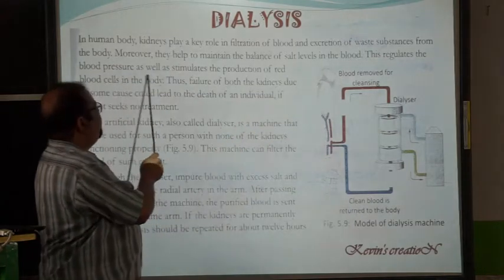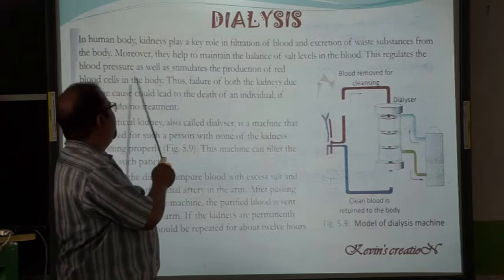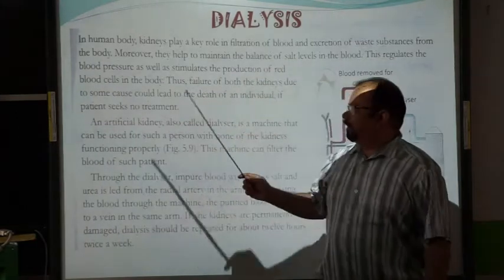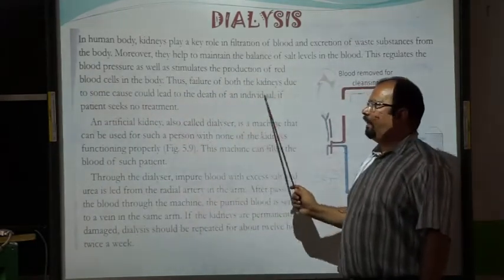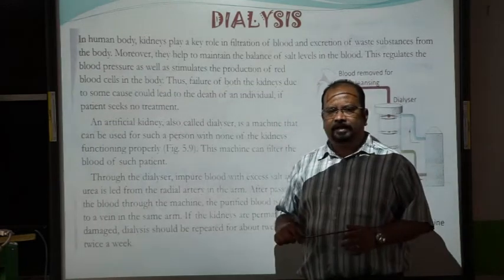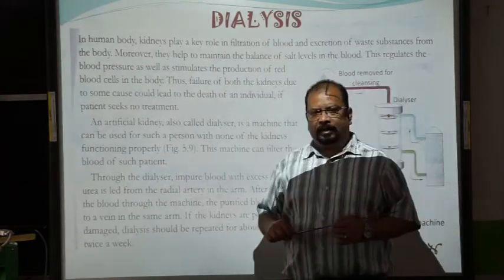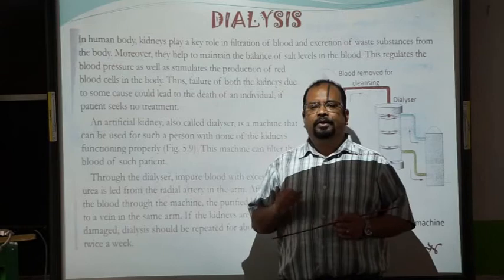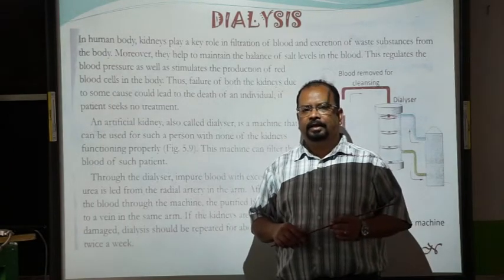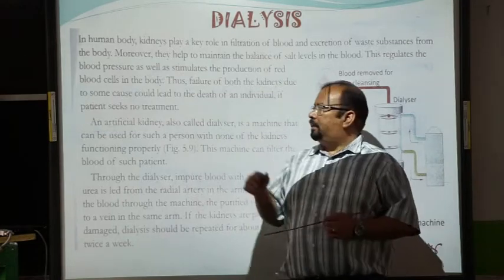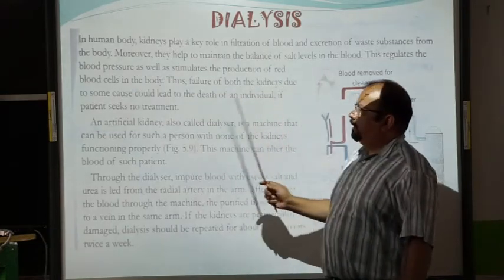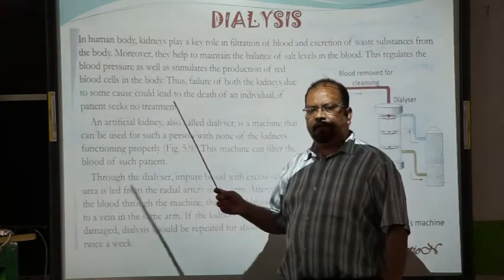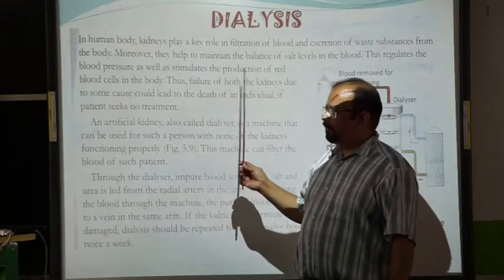This regulates blood pressure as well as stimulates the production of red blood cells in the body. Thus, failure of both the kidneys due to some cause could lead to the death of an individual. Kidney plays a very vital role of purifying the blood and also maintains the level of salts and water in our body. So if both the kidneys are not working, it may lead to death also. If the patient doesn't go for treatment, then a person can die also because of this, if the kidneys are not working.